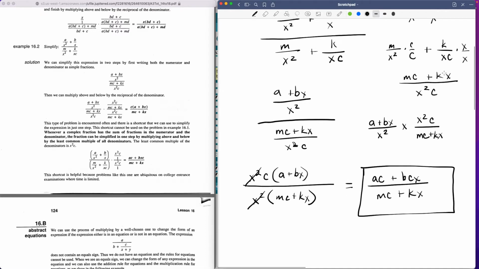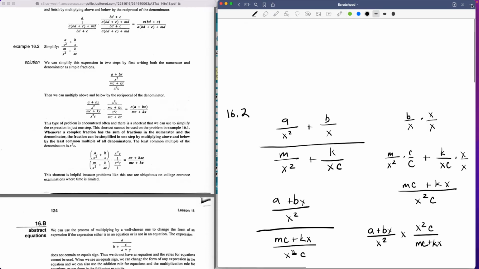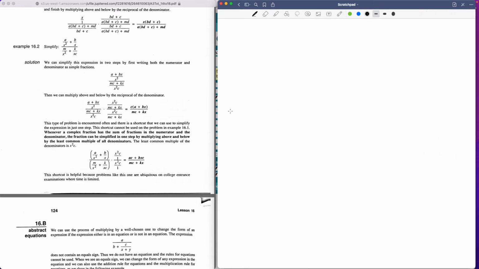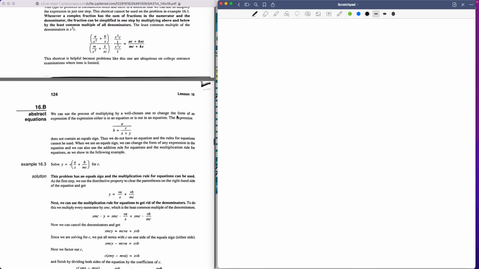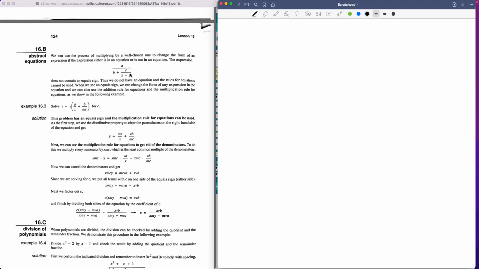All right, so let's look at 16b, and that is abstract equations. And we have a bunch of those, right? And in fact, this is an abstract equation that we have worked on up here. We did one of those. So we use the process of multiplying by a well-chosen one to change the form of expression if the expression either is in an equation or is not in the equation.